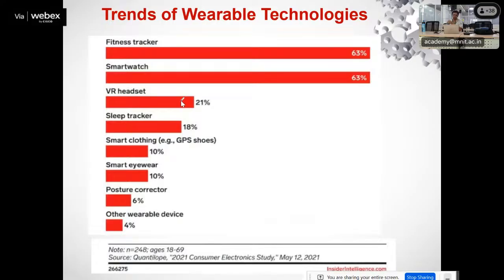Apart from that, you have virtual reality headsets, sleep trackers, smart clothing, smart eyewear, and posture correction. So other kinds of wearable data are all there. But fitness trackers and smartwatches are actually capturing around two-thirds of the market.